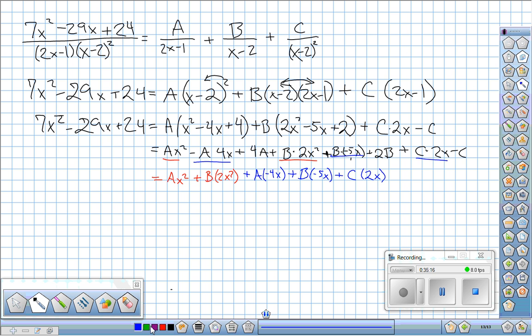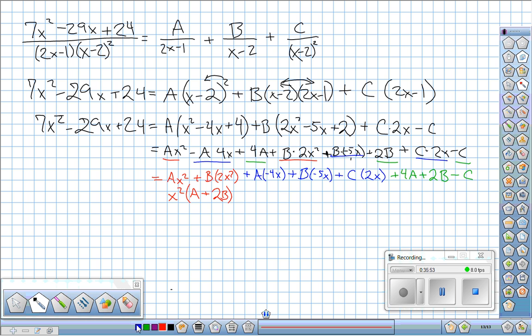And then I'm going to get all my things that don't have x's together. And I'm going to say plus 4a plus 2b minus c. And then I just want to check to make sure I have them all together. And then what I'm going to do is factor out an x squared out of these guys. So I have x squared. If I divided this piece by x squared, I'd have a. If I divided this piece by x squared, I'd have 2b.